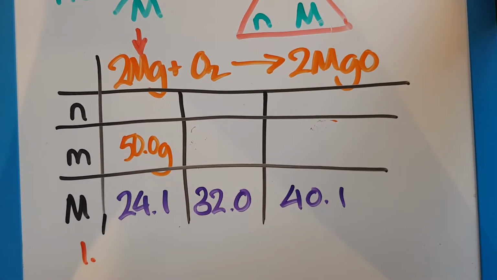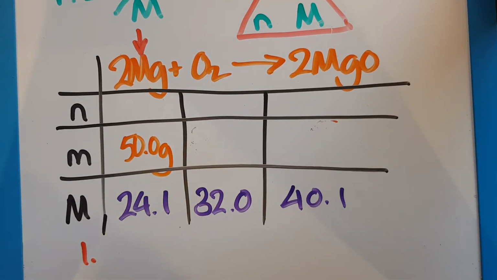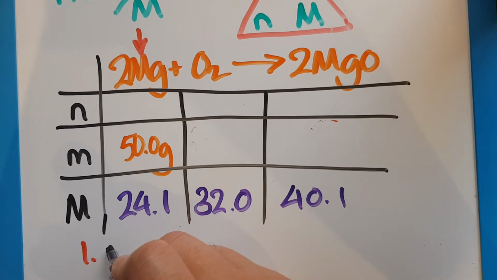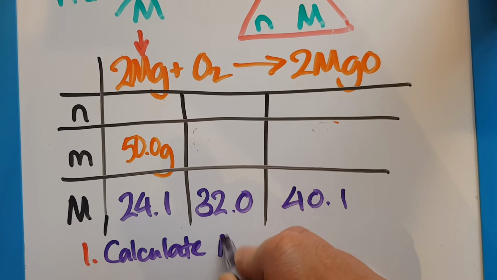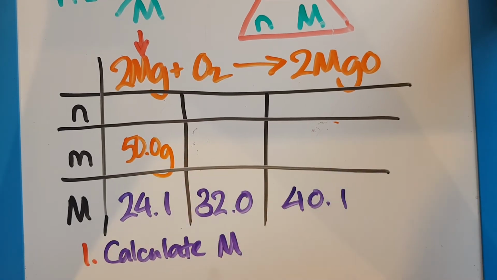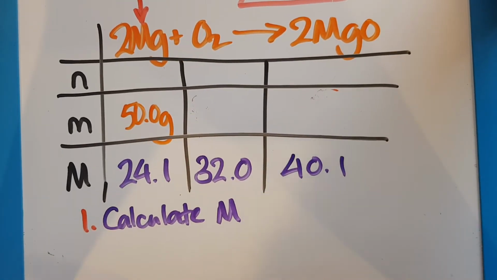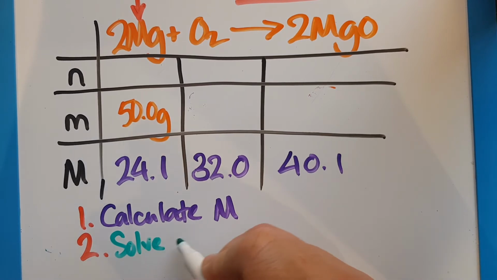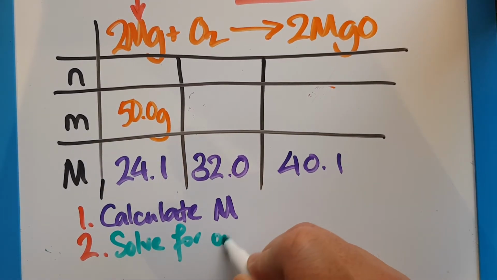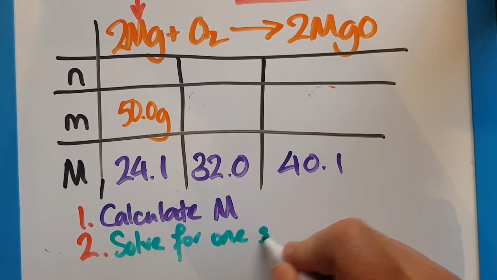So step 1 was work out my molar mass. Okay, so calculate molar mass. Step 2 is going to be to solve for one of the substances. Let's go for green because we're using that equation. Solve for one substance.